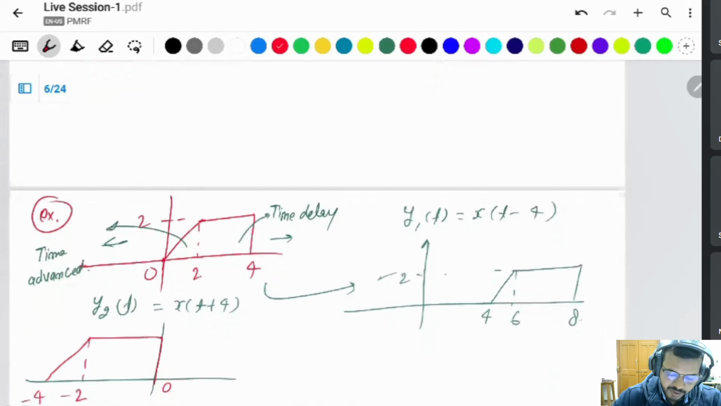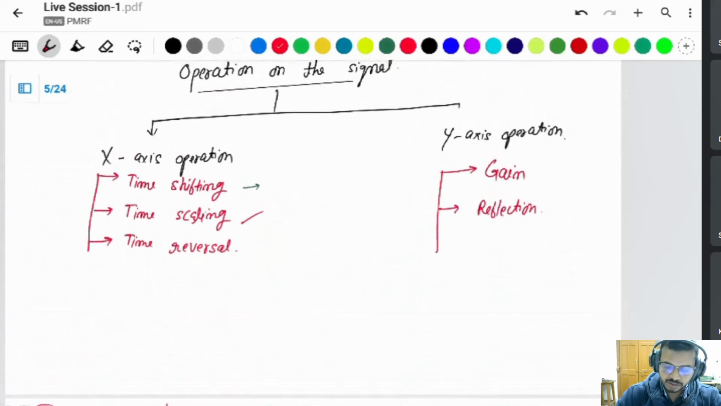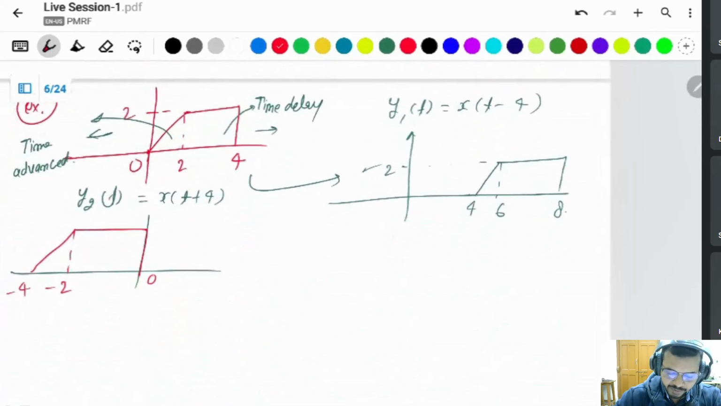And the scaling property: if you scale in time, it is time scaling, not y-axis scaling. Time scaling means you multiply in the time variable, not the whole signal.